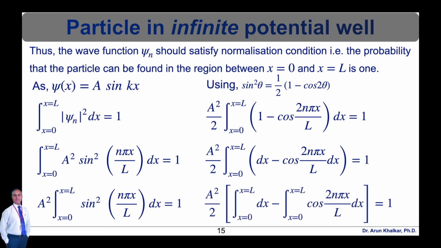Therefore, we can write A square divided by 2 in square bracket integration with limits x is equal to 0 to x is equal to L dx minus integration with limits x is equal to 0 to x is equal to L into cos of 2n pi x upon L into dx, simply by separating the integrations. So square bracket complete is equal to 1.